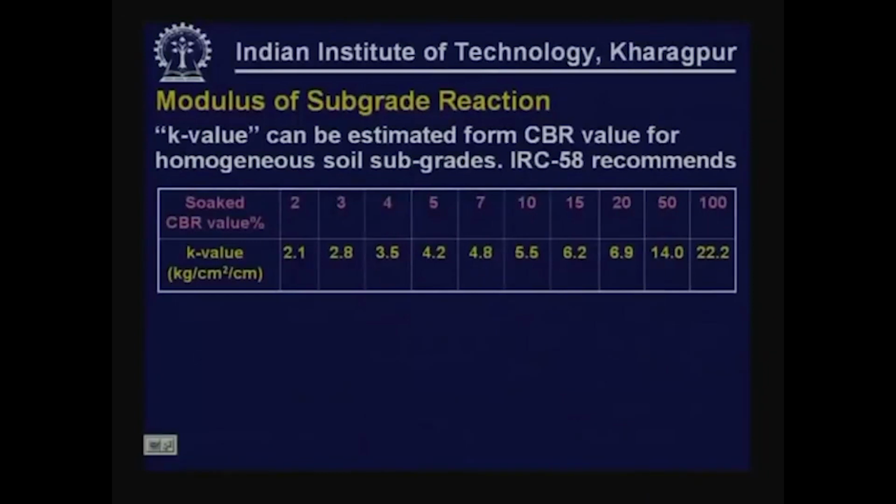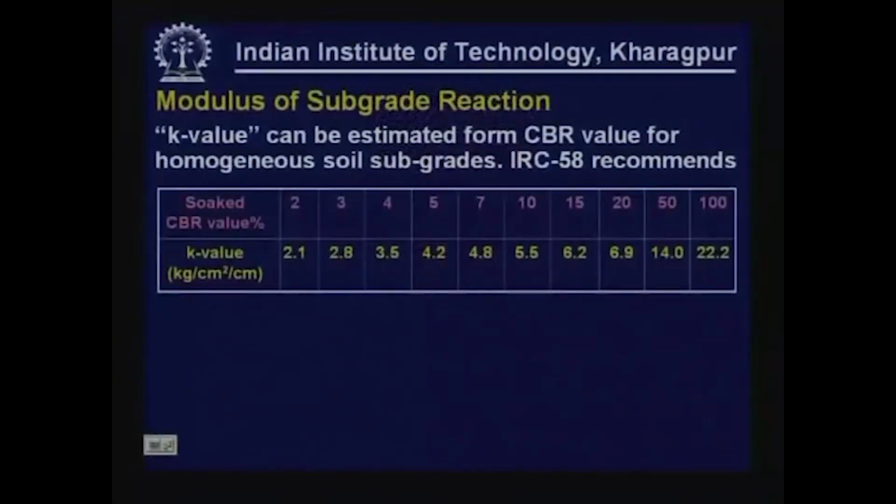But obtaining the K value by conducting a plate load test is not always feasible, and may not always be required. So, many a time the K value is estimated from the CBR value. This can be done using the table that is recommended by IRC 58. For example, for homogeneous soil subgrades, the K value can be estimated using the CBR value. This is not a linear relationship.